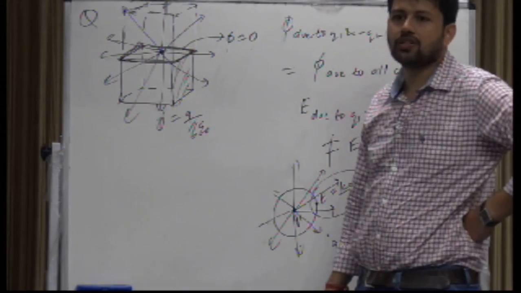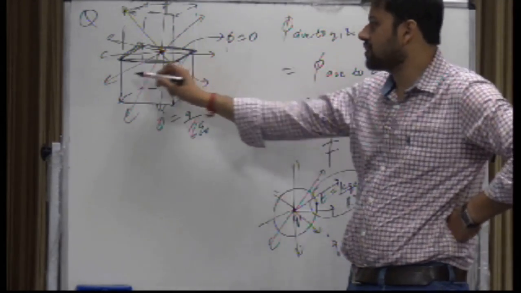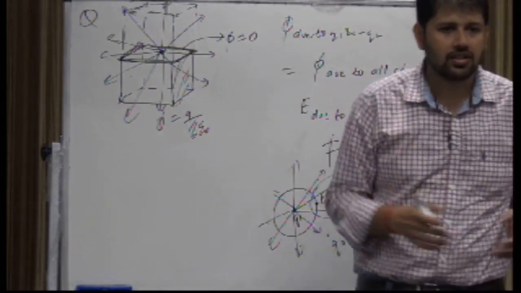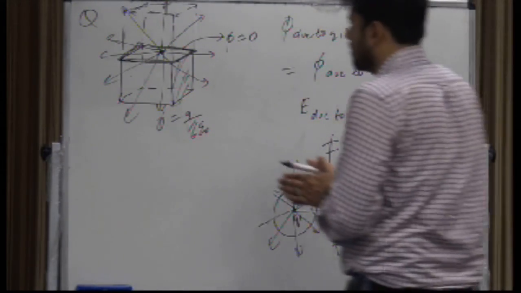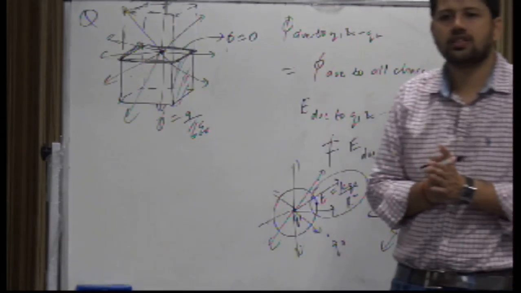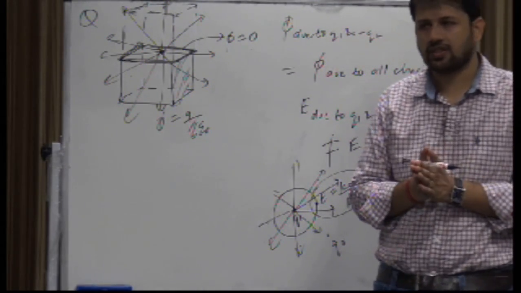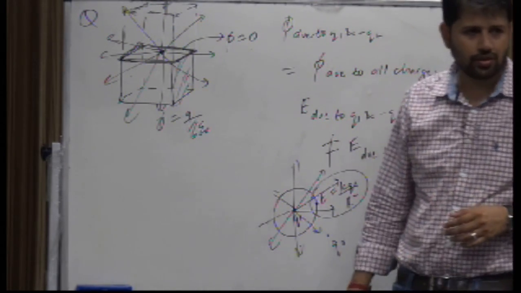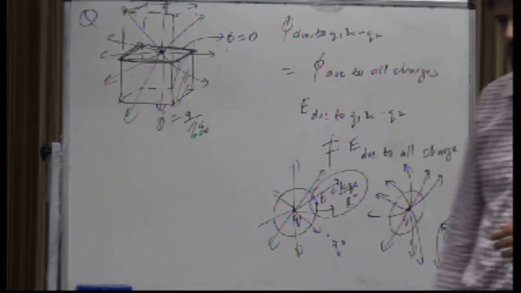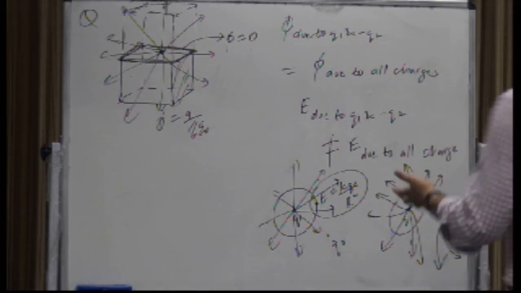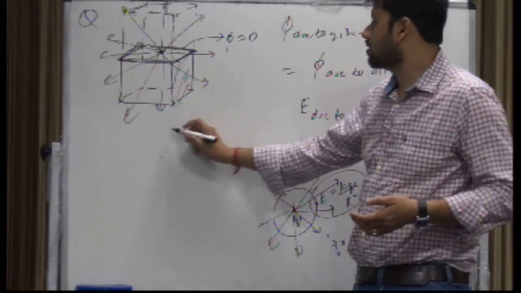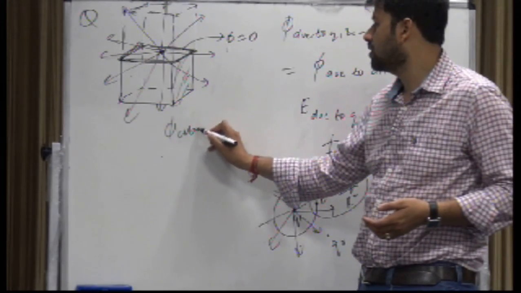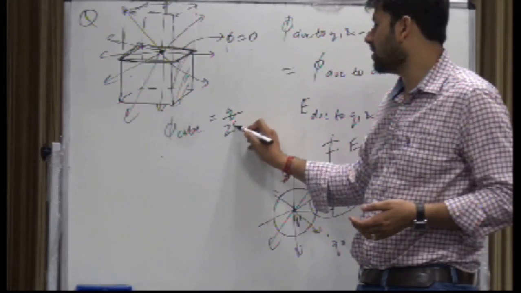Why? Because now different faces are at different distance, so we cannot judge the distribution of field lines. Is it okay? So flux for this surface would be 0. Flux for the cube would be q by 2 epsilon naught. That's all we can judge.